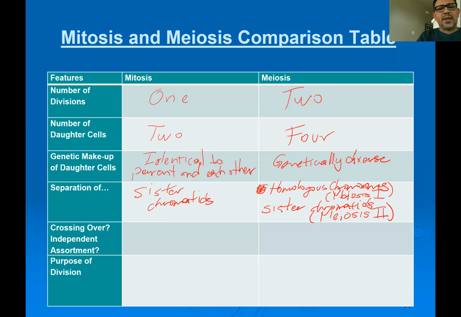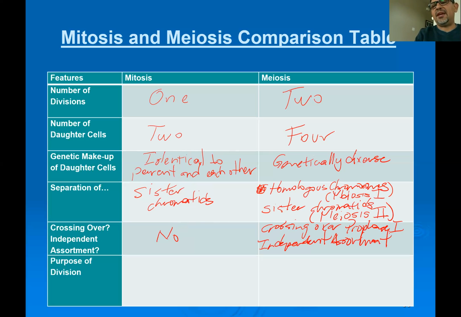Crossing over, independent assortment. Where do these events happen? Never in mitosis, but absolutely yes in meiosis. Do you remember when crossing over takes place? If you answered prophase 1, you're correct. How about independent assortment? Not in prophase. Independent assortment happens in metaphase 1.